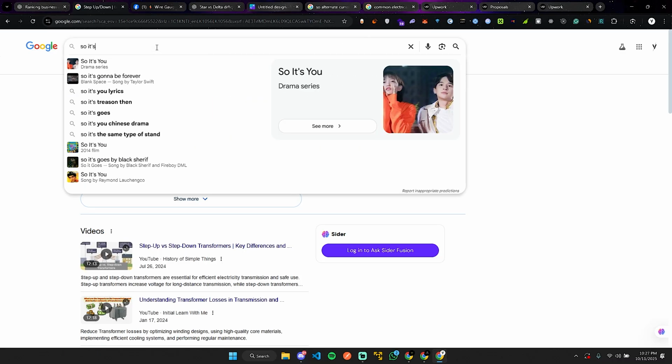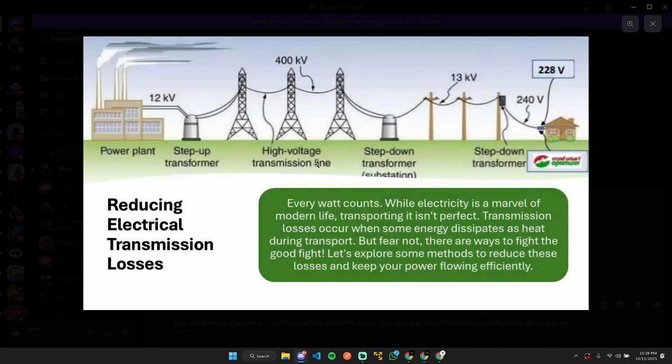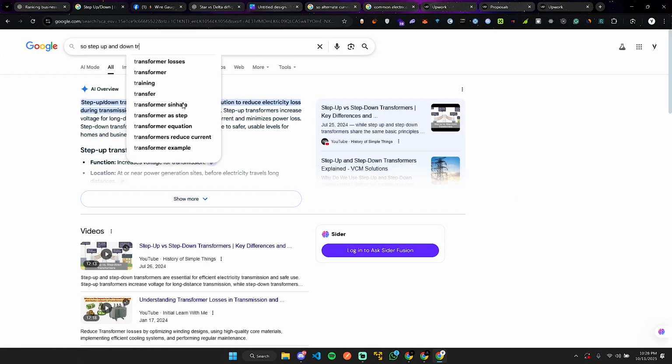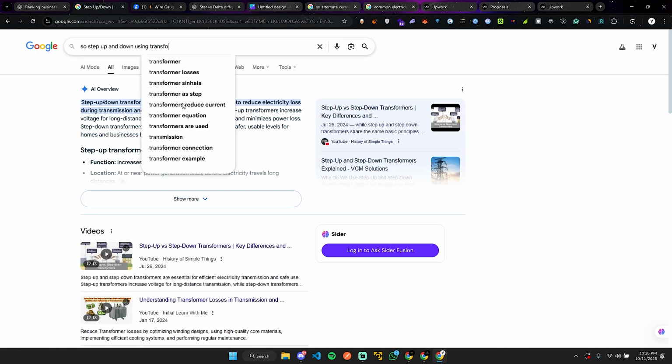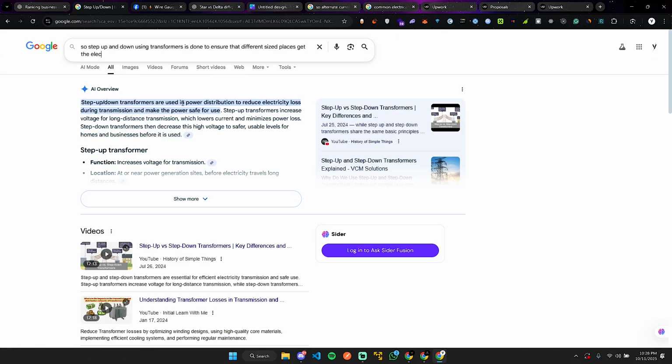So it's basically step up and down using what is it called? Transformers. So transformers is done to ensure that different sized places get the electricity that they need, question mark.